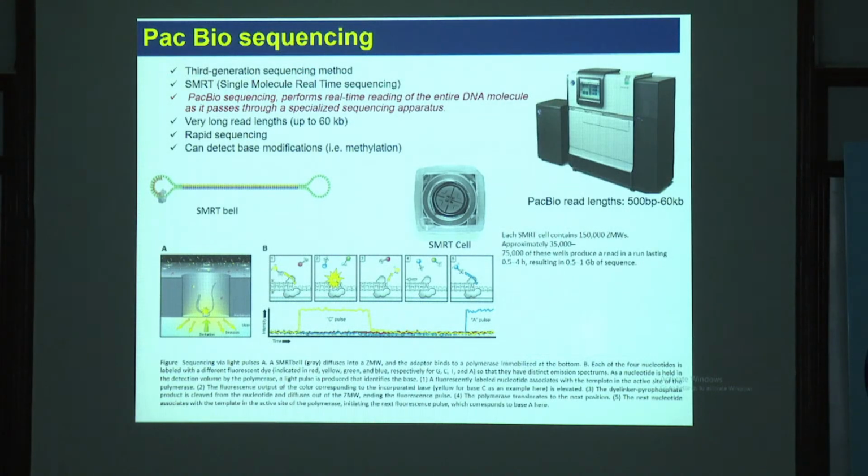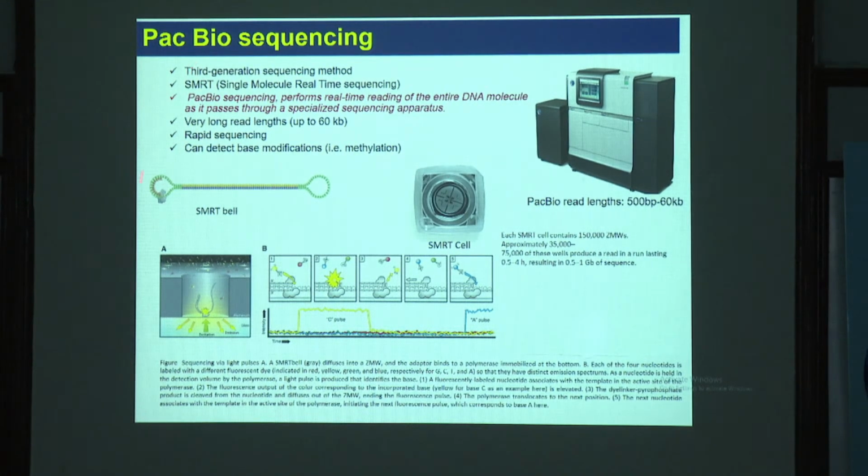Coming to the PacBio sequencing. In PacBio, it is also known as SMRT, single molecule real time sequencing. This belongs to the third generation sequencing platforms, and this is the platform which generates longer read lengths. The read length of PacBio is around 60 kb.